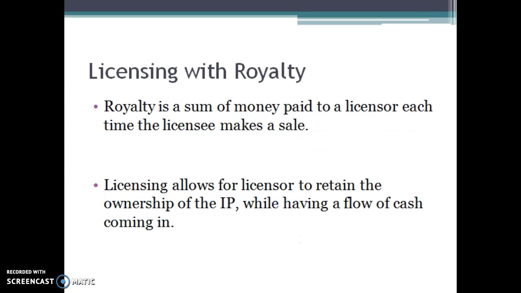So, licensing with a royalty, what does that mean? So royalty is a sum of money that's paid to a licensor each time the licensee makes a sale. So what that means is the person who owns the intellectual property, who is allowing someone else to use the intellectual property, each time that person makes a sale, the person who owns the intellectual property will get a sum of money from the sale.